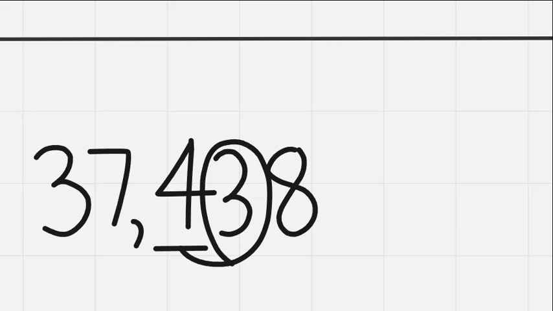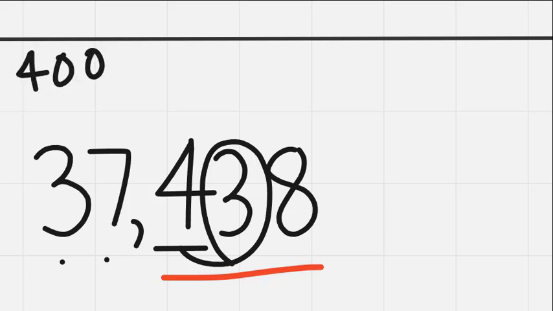Next, we're going to look in front of the 4. In front of the 4, there is a 3 and a 7. We are going to ignore those numbers. Do not pay any attention to them. For now, we're only concentrating on the 438. Which two hundreds is 438 between? 438 is between 400 and 500.